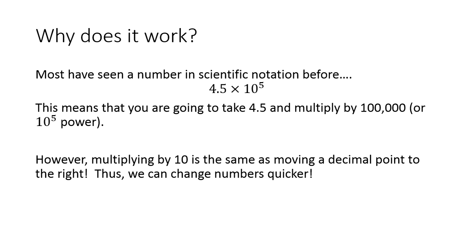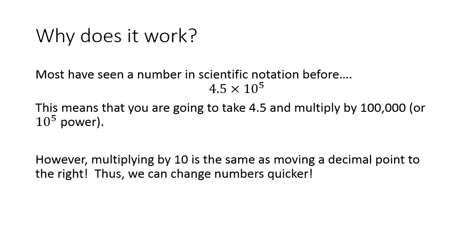So why does it work? You've probably seen a number in scientific notation before, 4.5 times 10 to the 5th. You've probably seen this in science. Well, what that means is you're going to take 4.5, the number, and multiply it by 100,000. Well, 100,000 is 10 to the 5th power. Just think about it that way. 10 to the 5th, do it on your calculator quick, that is 100,000.